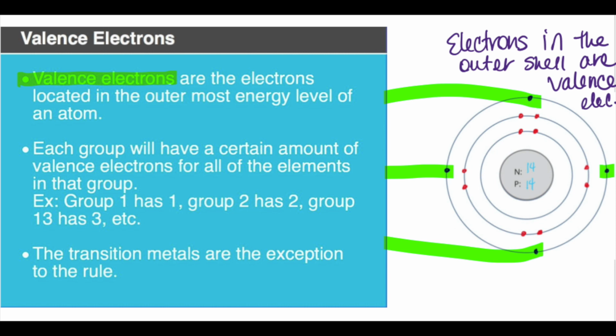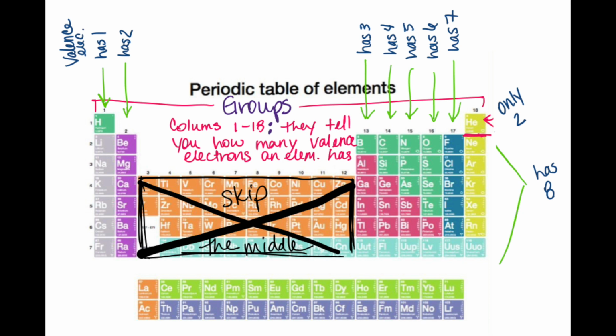Each group is going to have a certain amount of valence electrons for all of the elements in that group. That's up and down, columns. Example, group 1 has 1, 2 has 2, we skip the middle, 13 has 3, 14 has 4, and so forth. We skip the middle because transition metals are the exception to the rule. Groups, they're columns that go up and down. Each one has a specific number of valence electrons. Group 1 is 1, 2 has 2, we skip the middle, 13 has 3, 14 has 4, 15 has 5, 16 has 6, 17 has 7, 18 has 8, except for helium because it only has 2 electrons total, so it's going to have 2 valence electrons.